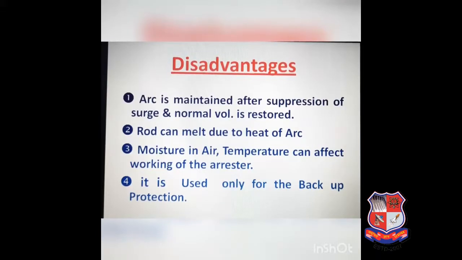Second, the rod can melt due to the heat of the arc. Due to the heating of the arc, the temperature increases and the high temperature can melt the rod. Third, moisture in the air and temperature are parameters which can affect the working of the arrestor. And due to the above disadvantages, the rod gap arrestor is used only for backup protection. This is the main disadvantage as far as the rod gap arrestor is concerned.